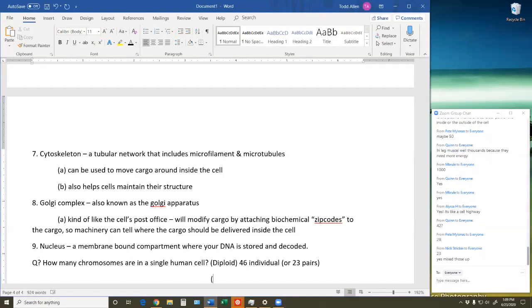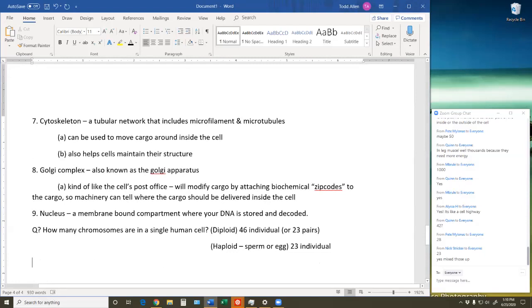If we're talking about a sperm cell or an unfertilized sex cell, that is a haploid cell. There will be 23 individual chromosomes. Okay?